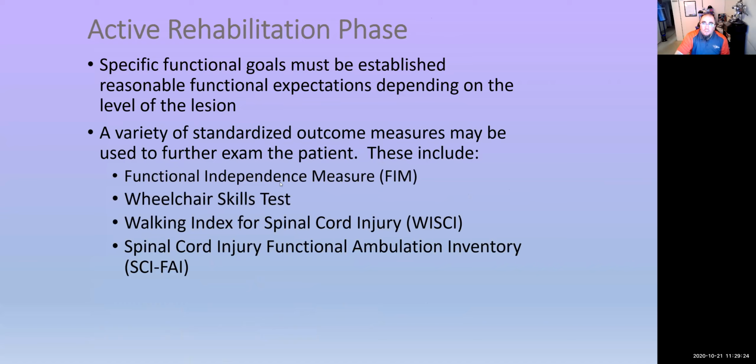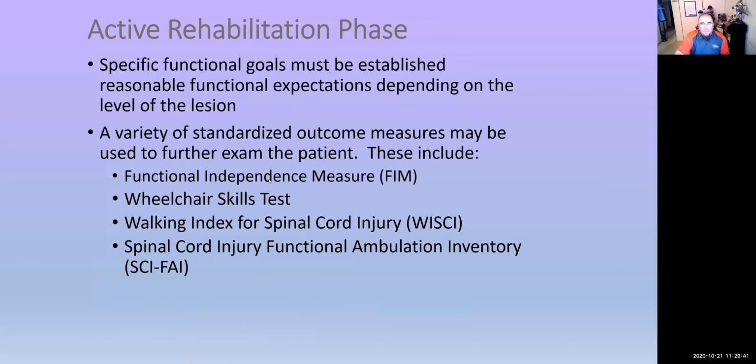So specific functional goals must be established. Reasonable functional expectations must be established. Meaning, if we have a patient who's got a T4 spinal cord injury, we shouldn't be setting gait goals. They're not going to be walking. Everything has to be within reason.